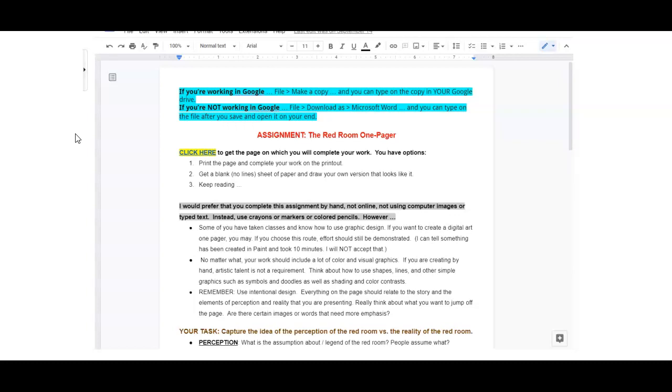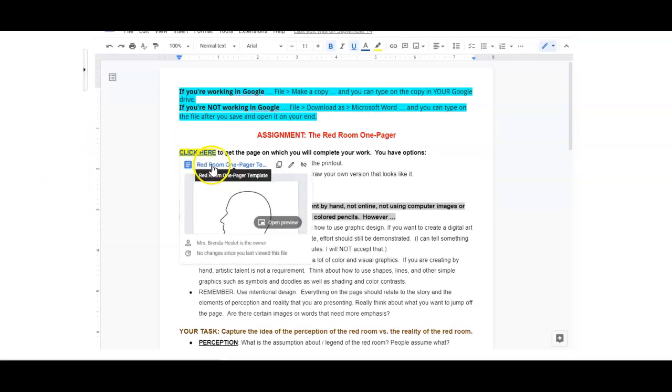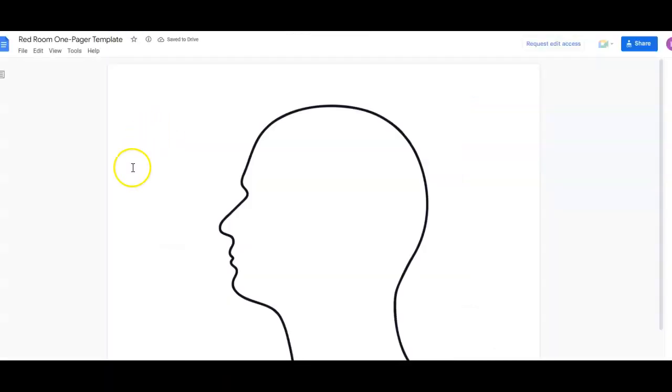So, what you're going to be doing is a little different than what we've done before, in that you are actually going to complete work by hand. So, the first thing you need to do is click here, and open up this one pager and print it out.